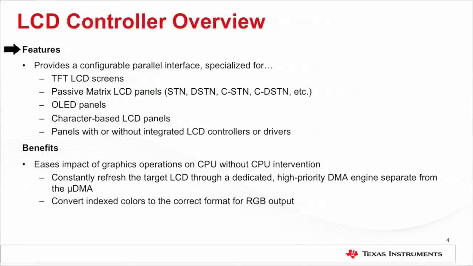The LCD controller on the TM4C129X devices provides a configurable parallel interface to connect a wide number of displays, with the purpose of making it easier for the microcontroller to move image data from the display buffer to an LCD screen while getting timings and formatting correct. Some key benefits of using the LCD controller are that the target LCD screen can be constantly refreshed through a dedicated DMA engine, and the index colors can be converted to the correct format for RGB output without the processor's intervention.